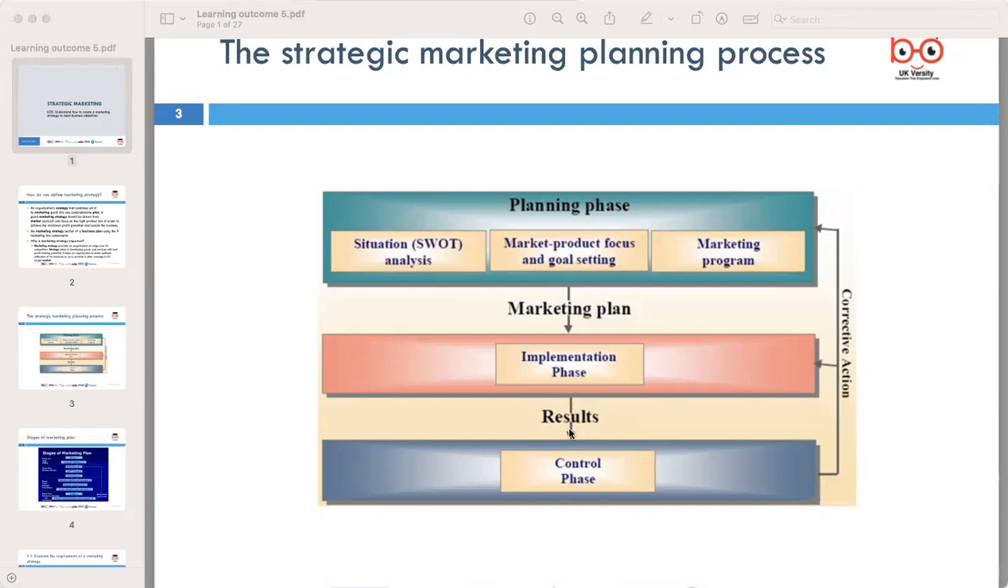Then the result or control phase. The control phase occurs after the implementation phase. During this stage, the organization measures and evaluates the results of its marketing efforts. If the outcomes are not aligning with the established goals, corrective actions may be necessary to steer the marketing strategy back on track.